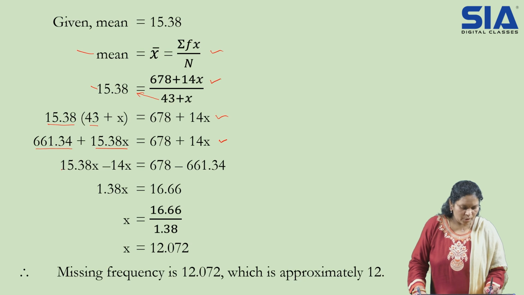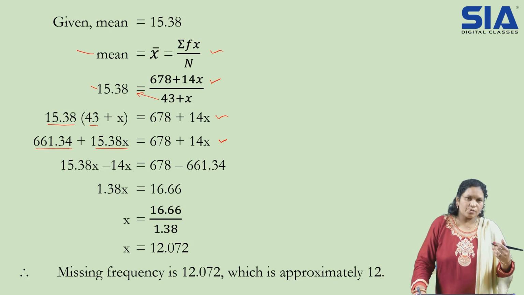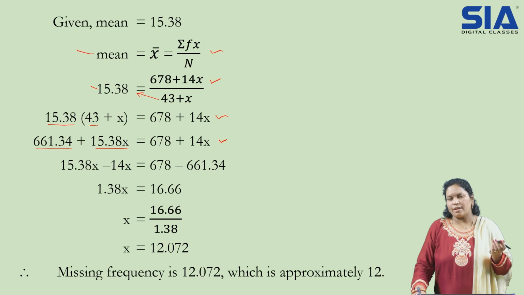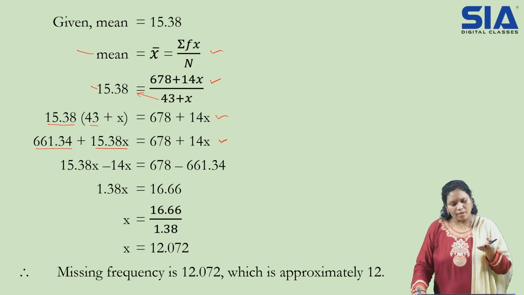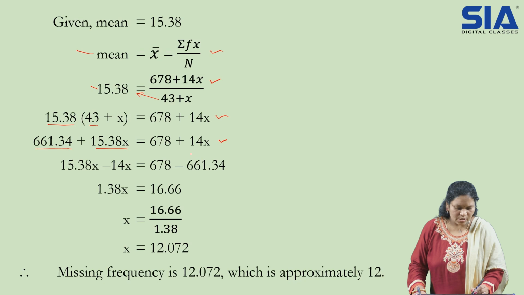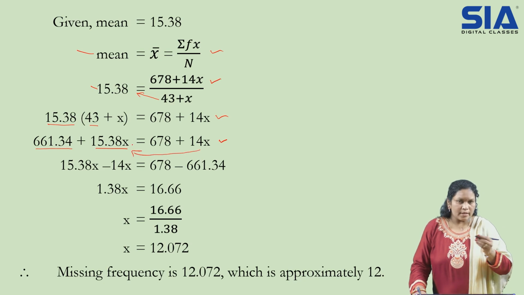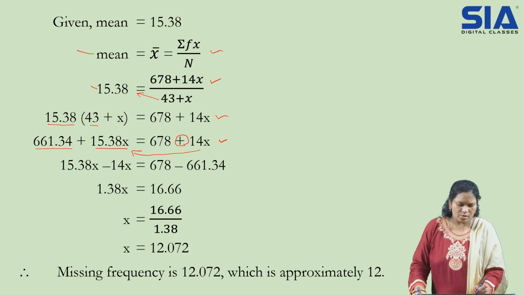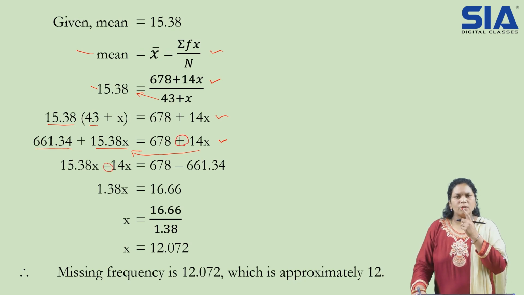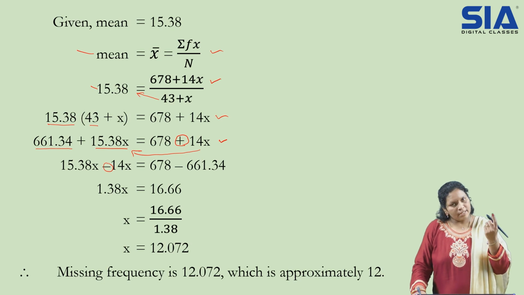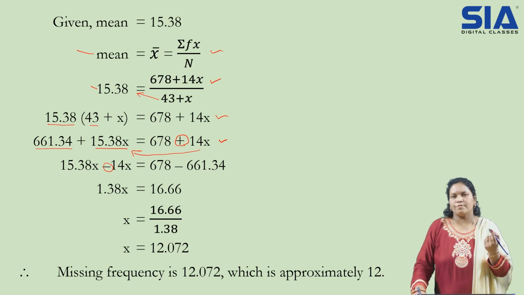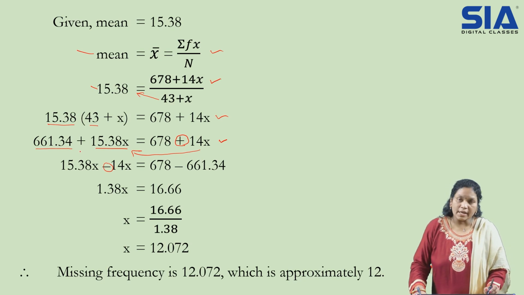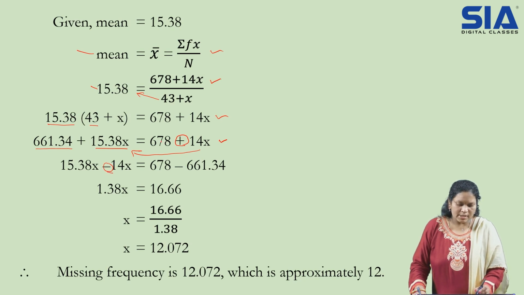Next, go for the next step. 15.38x, all the x terms together, because the x value we need to find out should be on the left hand side. So the x values together I am writing, remaining constants to the other side. So 14x goes to the other side. Whenever a value goes to the other side of the equal sign, the symbol will change. We have plus sign here, so it goes to minus sign. Plus becomes minus, minus becomes plus. So plus 14x goes to minus 14x here, which is equal to 678 as usual.